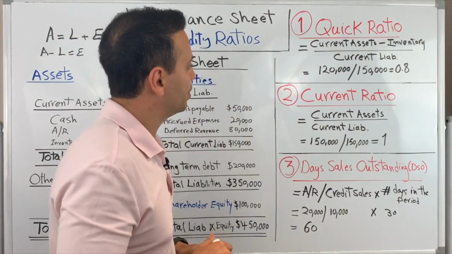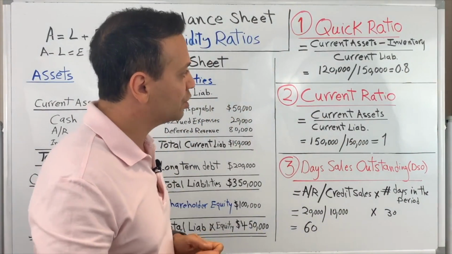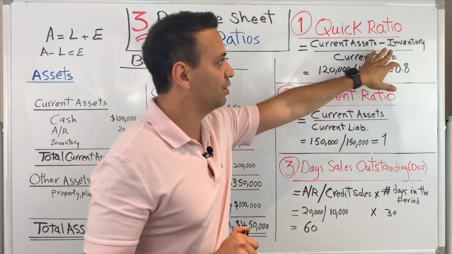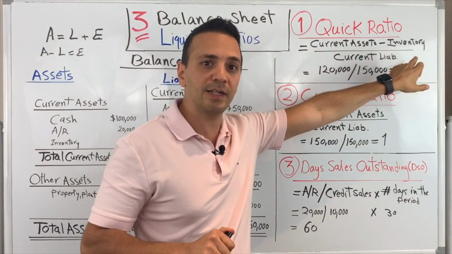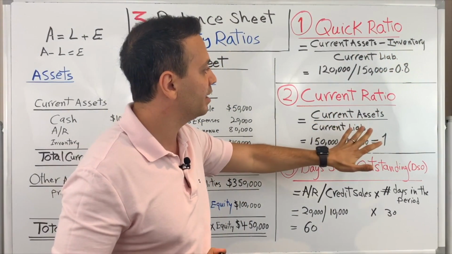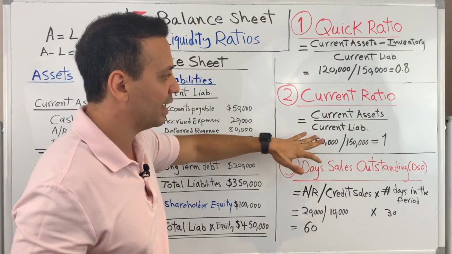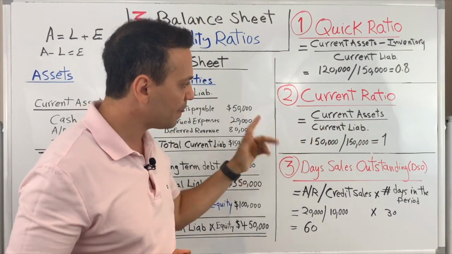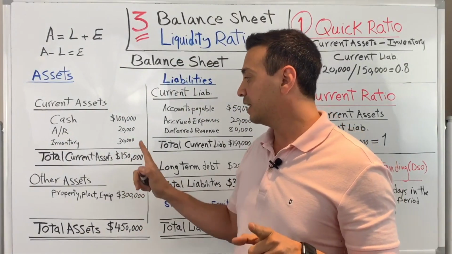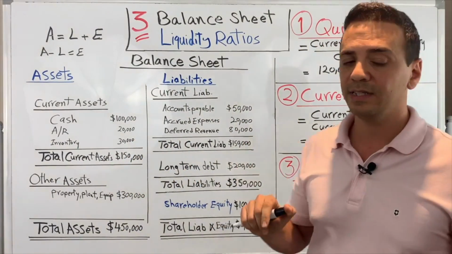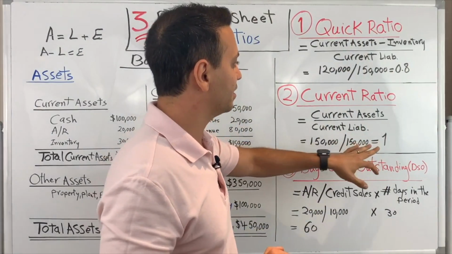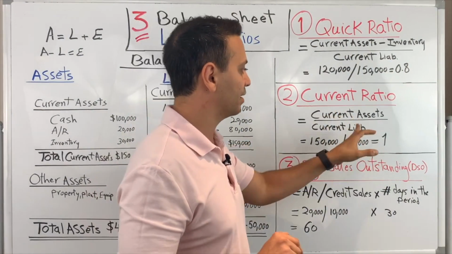And the second ratio that we're using here is the current ratio. The current ratio is very similar to the quick ratio, except that it takes into account inventory. So remember how we subtracted out inventory to arrive at this quick ratio. Here we're going to keep it in, so we're just taking current assets divided by current liabilities. In this case, current assets is 150,000, divided by current liabilities 150,000, and that's a ratio of 1. So this indicates that the company has current assets to meet its current liabilities.